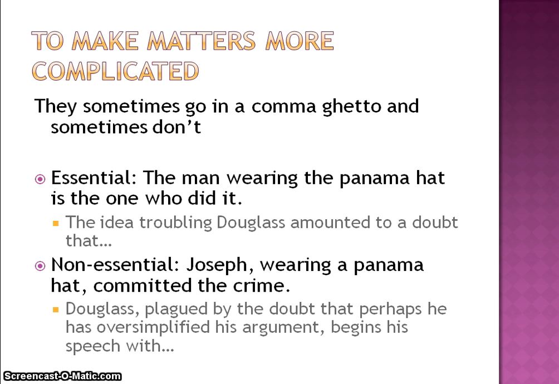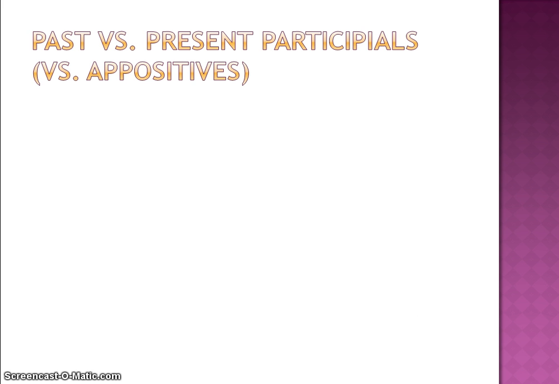On the other hand, there are plenty of non-essential examples. And I do have to warn you that most of the time when we write participials in class, we're going to be writing examples of non-essential participials. So for instance, Joseph, comma, wearing a Panama hat, comma, committed the crime. And here's a nonfiction example. Douglas, comma, plagued by the doubt that perhaps he had oversimplified his argument, comma, begins his speech with. Again, you can drop these things. We could have a perfectly good sentence that read, Douglas begins his speech. This is extra information that is not essential.